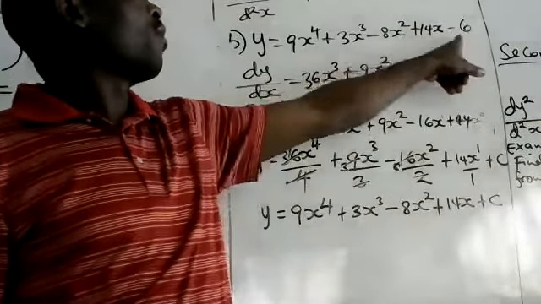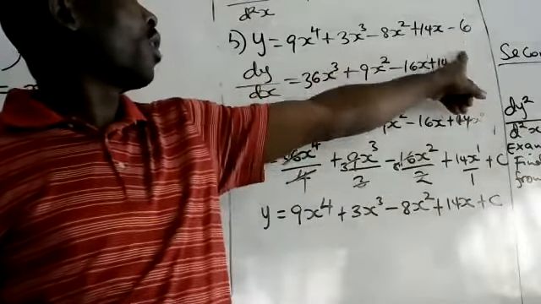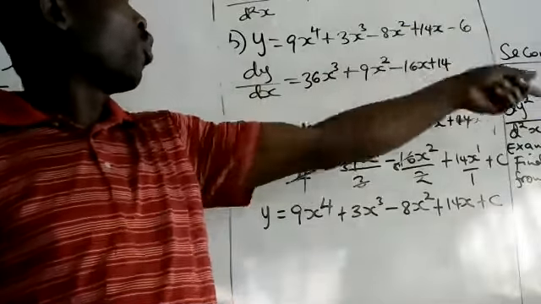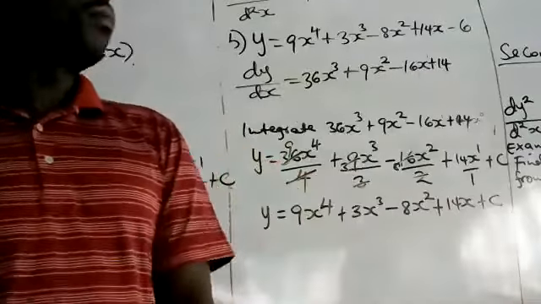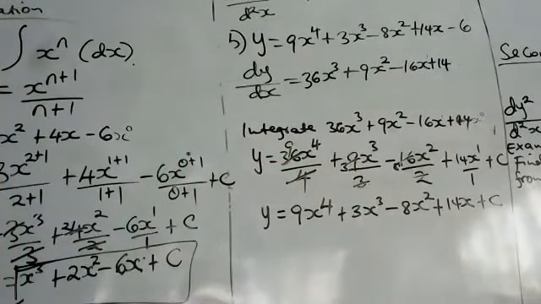Remember when we differentiated 6, it became 0, but now because we don't know whether it was 6 or 8 or 10, we normally say plus c. As simple as that. You just add 1 to the power. Whatever you get as the resulting power, you divide by the same value. You move on like that.